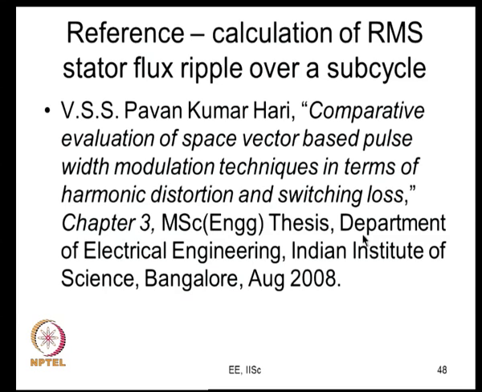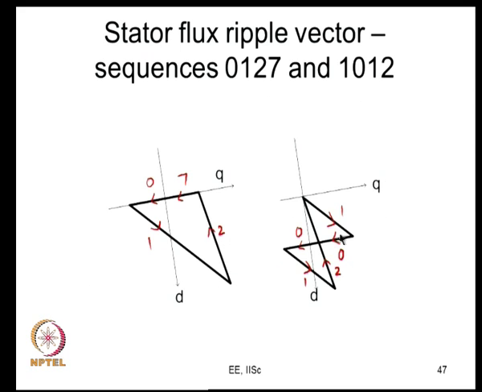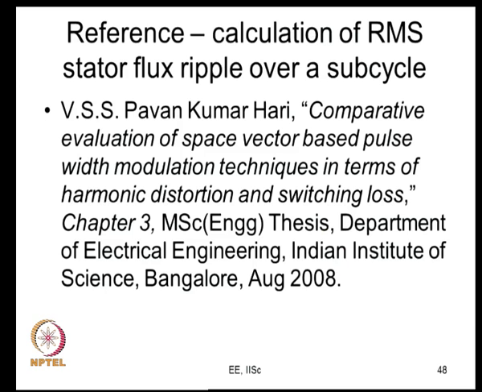So, to actually calculate the RMS stator flux ripple along the d axis and q axis, this is a useful reference. What you need to do is resolve this along the q axis and then the d axis; you will get piecewise linear functions, and you have to calculate the square and the area under them. I have also mentioned this reference earlier to you when doing the line current ripple module, right.